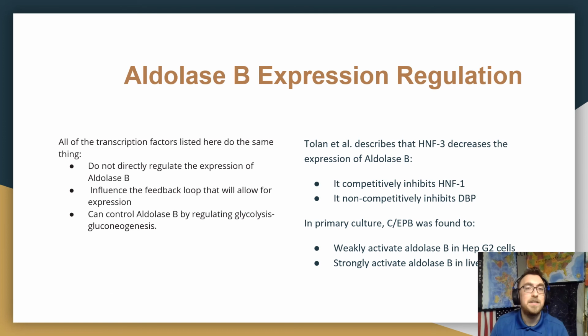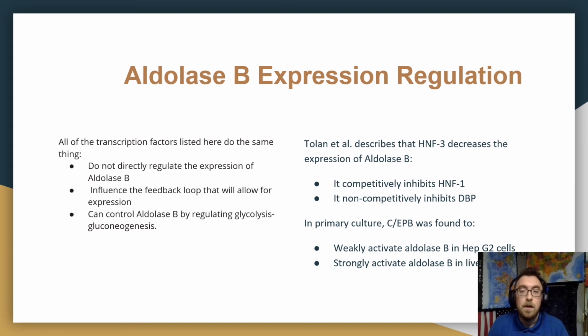Let's finish up with aldolase B playing a role in gluconeogenesis and glycolysis, which will cover some of its expression regulation. Thus, any transcription factors that can influence the balance of glycolysis and gluconeogenesis can in theory regulate the expression of aldolase B. With that being said, they don't directly regulate aldolase B expression, but because of their influence on the feedback loop, and by regulating the pathways of glycolysis and gluconeogenesis, they can by proxy regulate aldolase B.